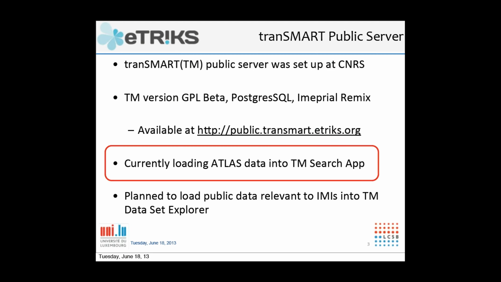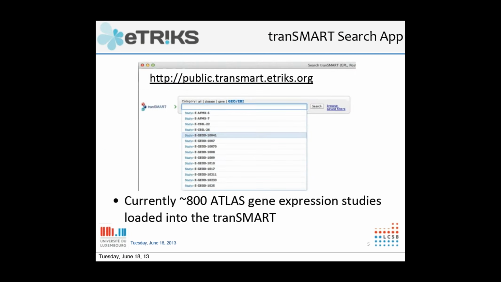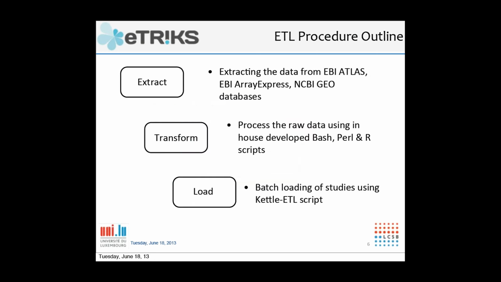Now I will mainly focus on the tranSMART setup. This is the web interface. Currently we loaded around 800 Atlas studies into tranSMART, and if you look at the ETL procedure outline, we know what ETL is: extract, transform, and loading. For the first step, we are getting the data from EBI Atlas, and the metadata coming from ArrayExpress, which is also from EBI, and the platform annotations from Gene Expression Omnibus.